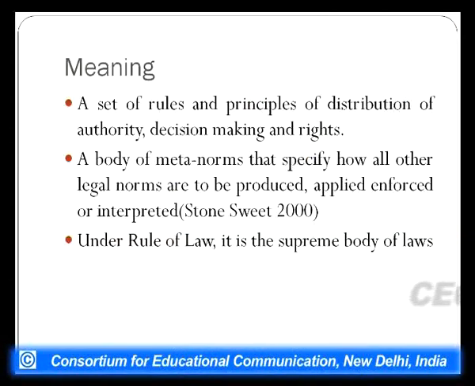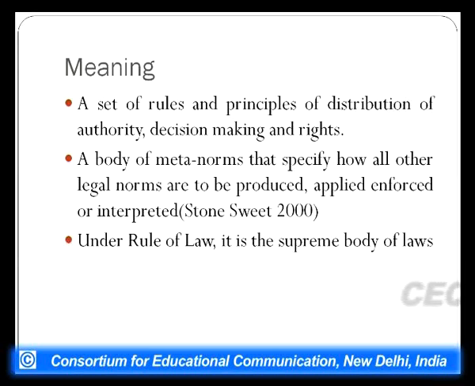So if we are to look at the Constitution, there are certain things that we need to begin with. And the first thing that I would like you to know is, I'm just summarizing a couple of meanings which have been given. If we look at the latest definition of Constitution, which has been given by Stone Sweet as recent as 2000, it is a body of meta norms that specify how all other legal norms are to be produced, applied, enforced, or interpreted. So it is a meta norm. It is a higher or a normative practice that becomes a kind of a benchmark for all other laws to be tested.